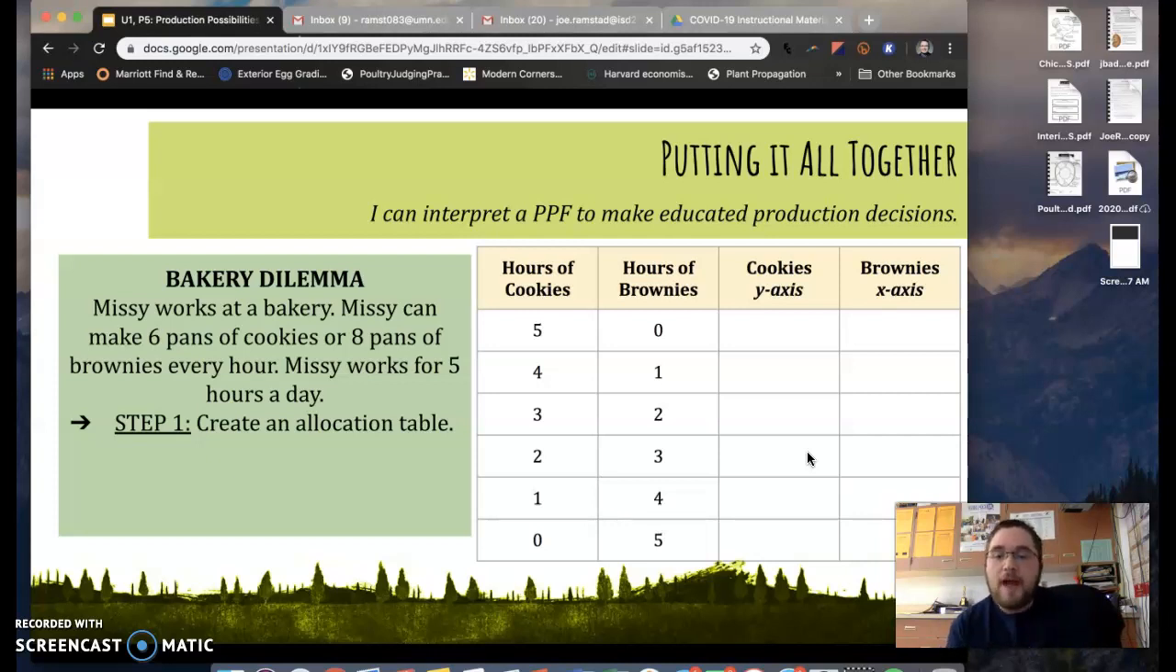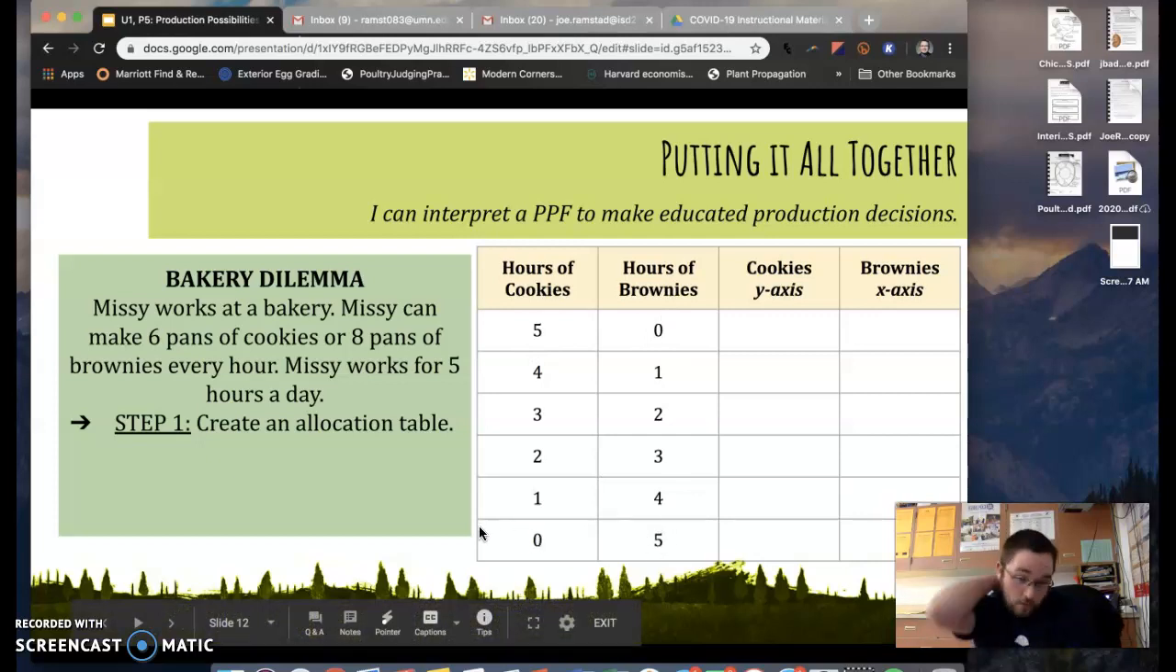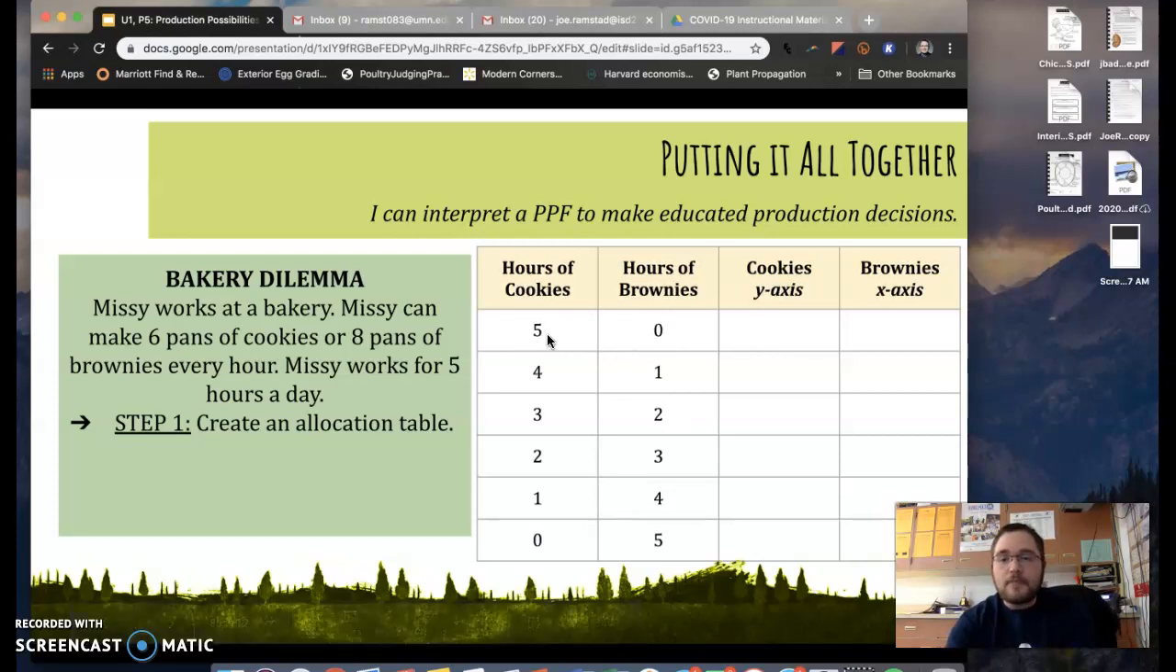So in the problem, it notes that she works 5 hours. Now she could spend all 5 hours making cookies if she wants and spend 0 hours making brownies, or vice versa. She could make brownies all day and not make any cookies. Just her choice. Okay, so we need to include that when we are factoring in what we are going to be producing. So obviously she makes 6 pans of cookies per hour, and if she spends 5 hours making cookies, we would just do some simple multiplication. So 6 pans times 5 hours equals 30 pans of cookies. Likewise, she would spend 0 hours making brownies, and she can make 8 pans of brownies in an hour. So 0 times 8, 0 pans of brownies.